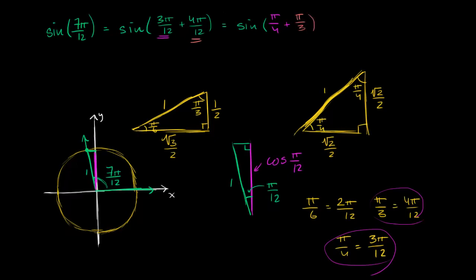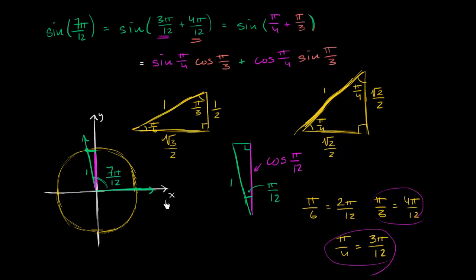And now we can use our angle addition formula for sine in order to write this as the sum of products of cosines and sines of these angles. So let's actually do that. This is going to be equal to the sine of pi over 4 times the cosine of pi over 3 plus the other way around: cosine of pi over 4 times the sine of pi over 3. So now we just have to figure out these things, and I've already set up the triangles to do it.